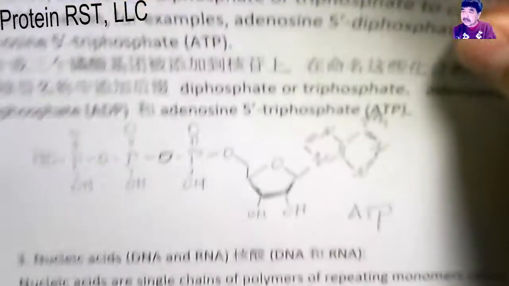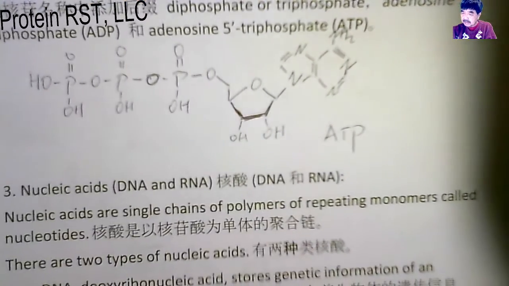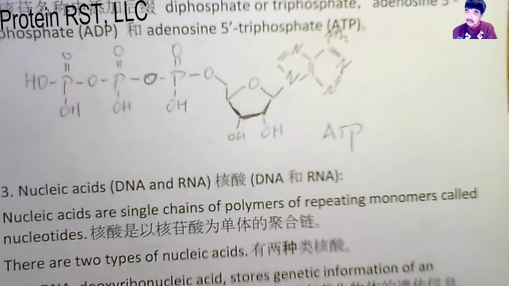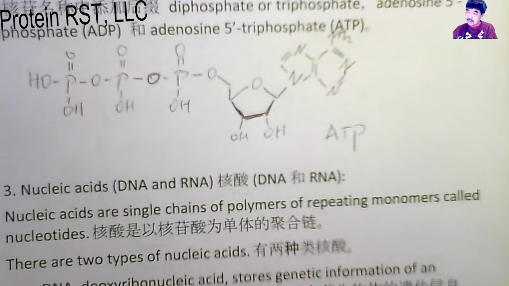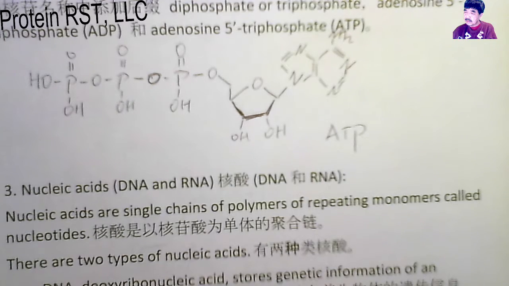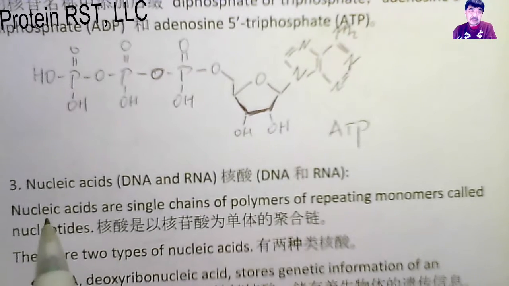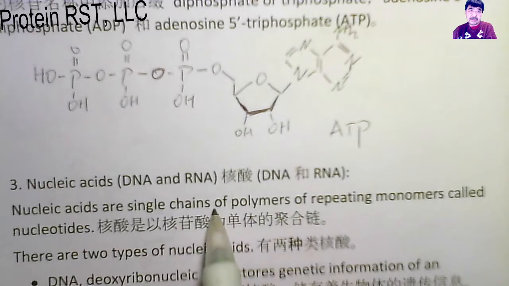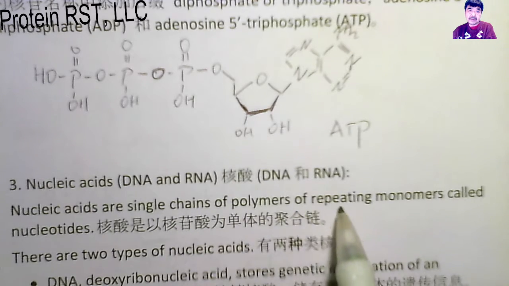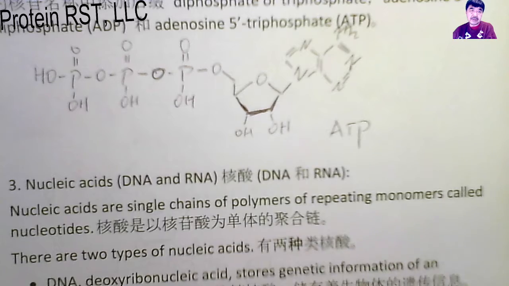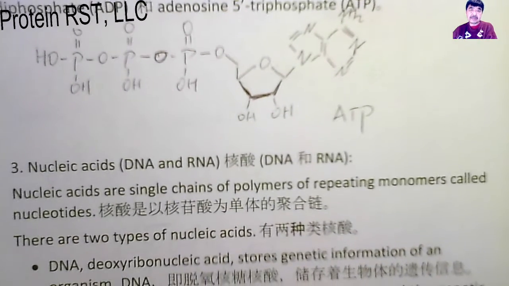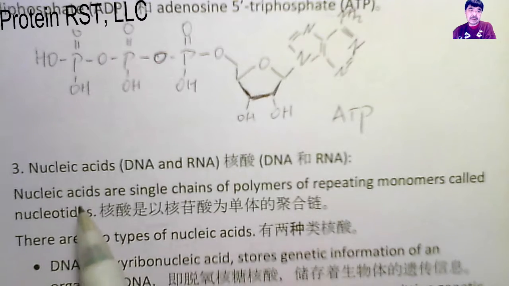Okay, next, let's take a look at the nucleic acids, DNA and RNA. Nucleic acids are single chains of polymers of repeating monomers called nucleotides. In other words, nucleotides are monomers of nucleic acid.